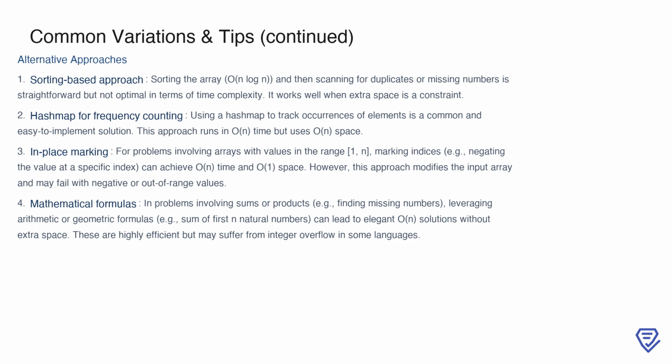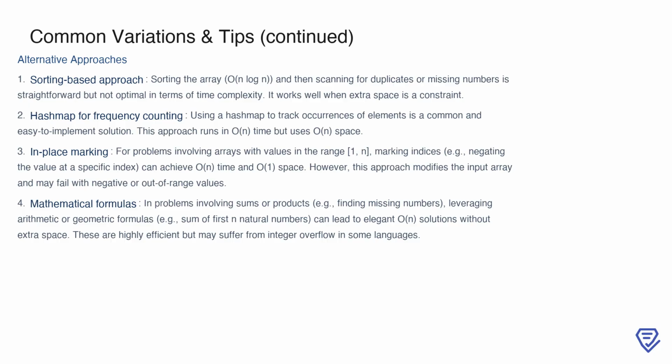A straightforward method is sorting the array, which takes O(n log n) time. After sorting, you can scan through the array to identify duplicates or missing numbers. While this is simple and space-efficient, it's not optimal in terms of time complexity. Another popular approach is using a hash map to count the frequency of each element. This runs in O(n) time and is easy to implement, but it requires additional space proportional to the size of the array. For problems where values are within the range 1 to n, an in-place marking technique can be used.